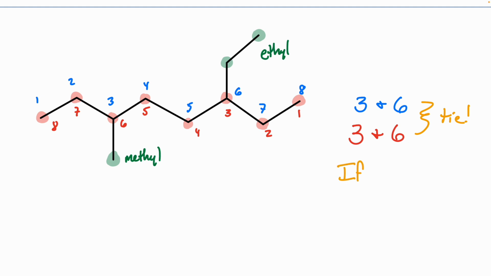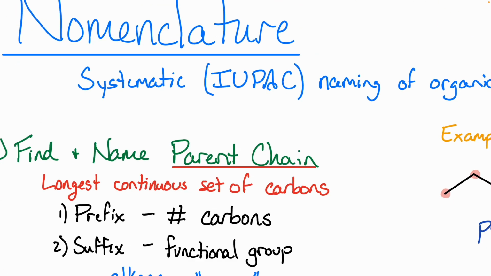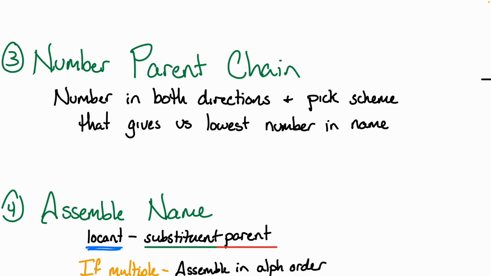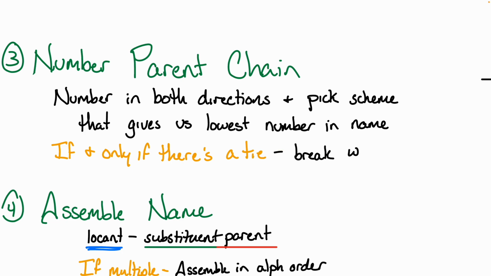Okay, so let's actually put this under our numbering rules here. Okay, we're going to say if and only if there's a tie, we break that tie with alpha order. Whichever substituent comes first in the alphabet will be the one that gets the lower of the numbers.